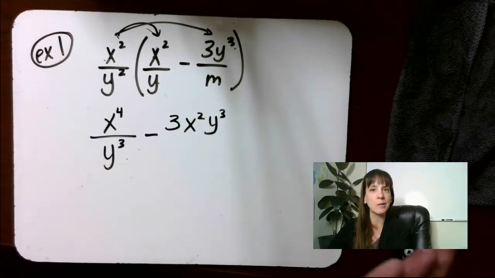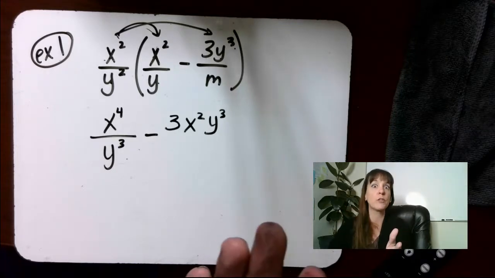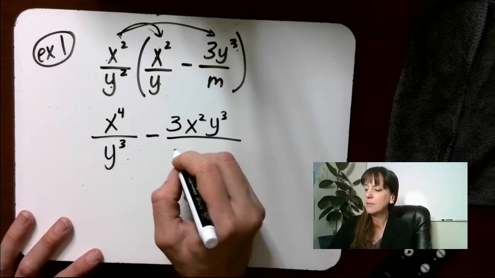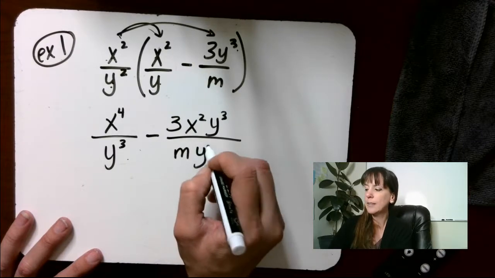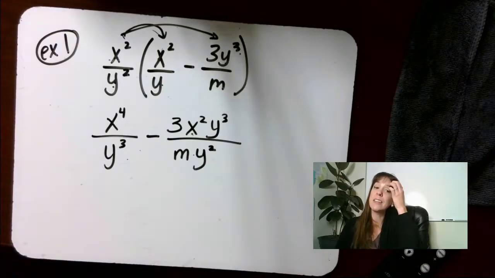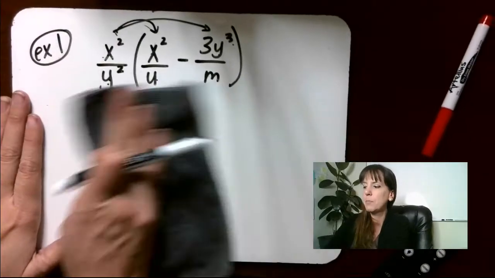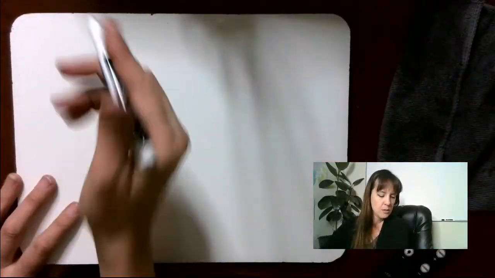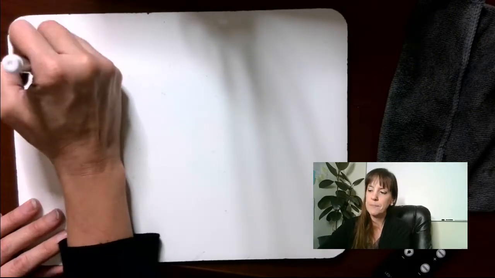You can't combine any of those because they don't share the same base. On the bottom, y squared times m gives me my squared. Notice I'm putting them in alphabetical order as I do that. I think that's a lot easier to deal with. So that's how you do the distributive property with these rational expressions.